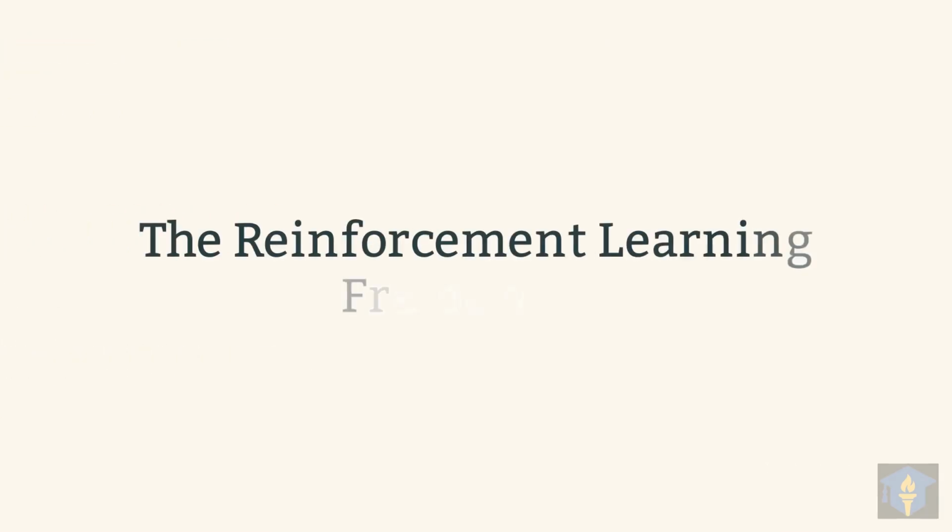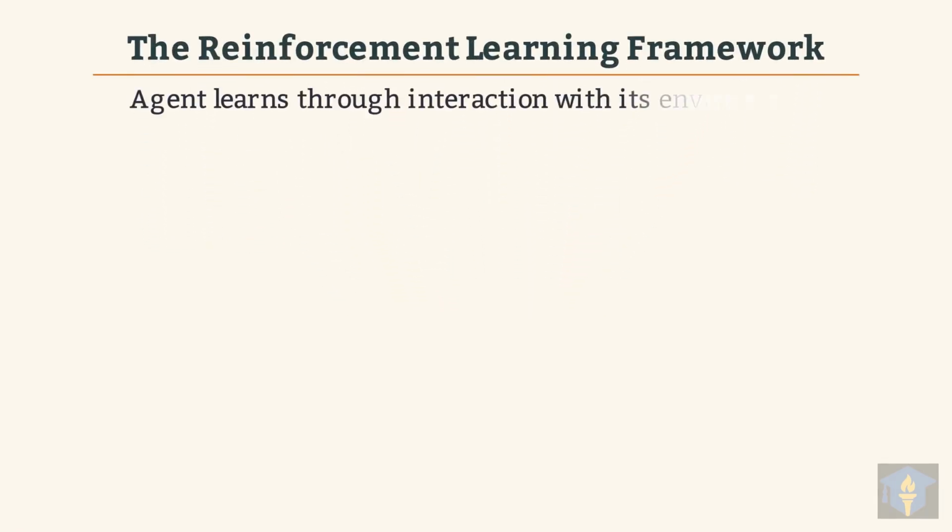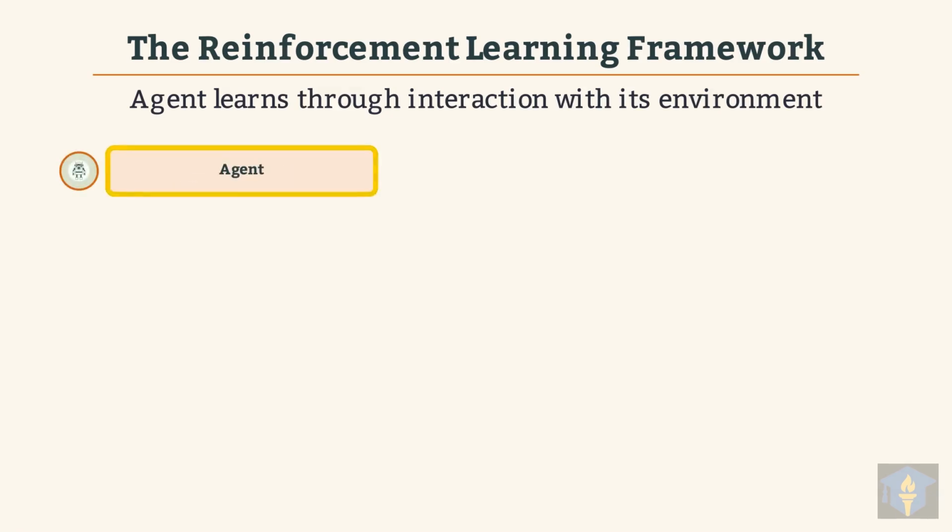Let's explore the reinforcement learning framework, a powerful paradigm for training intelligent agents. Here, an agent learns optimal actions by interacting directly with its environment and observing the outcomes. The agent is the decision maker, the entity that performs actions and learns from its experiences. An action is a move or decision made by the agent within its current environment.